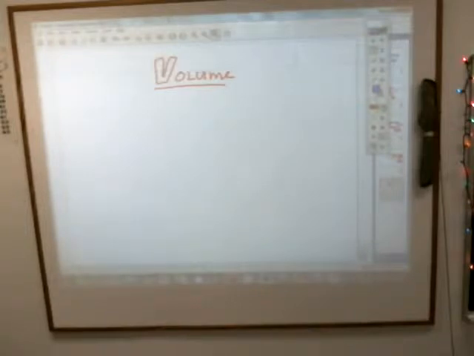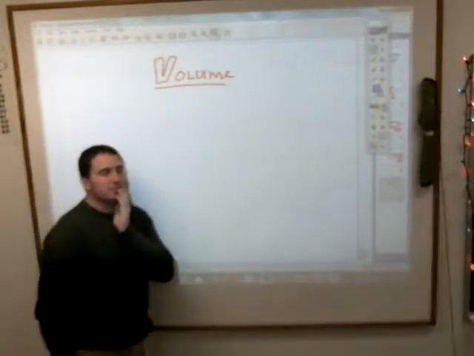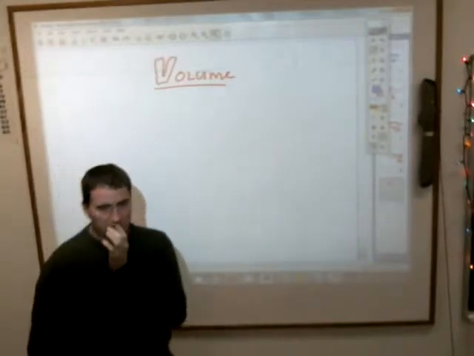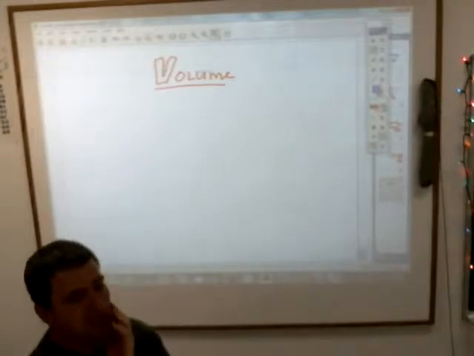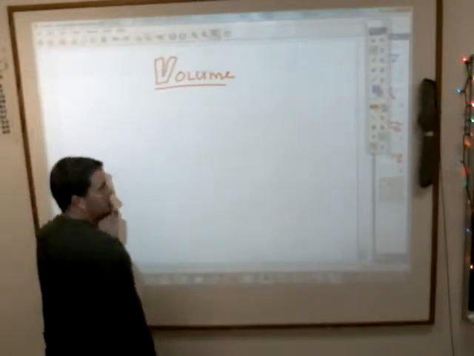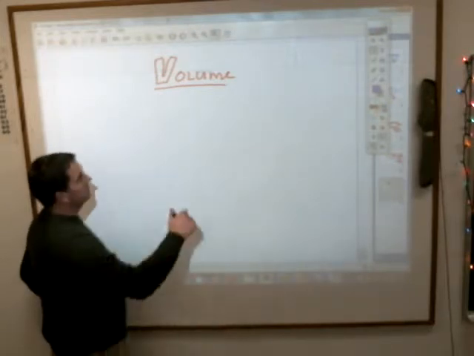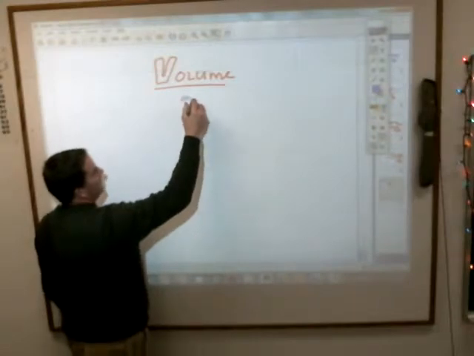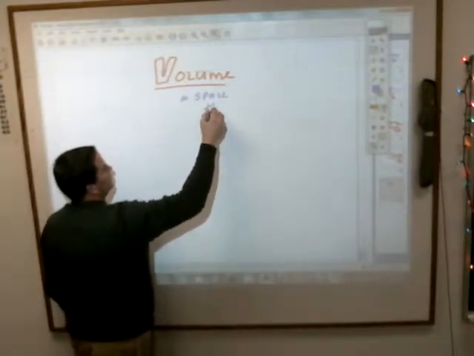Okay. First of all, let's establish what volume is. Volume is different than area. Area is how many squares something has: square feet, square inches, square whatever. Volume is measured in cubes.